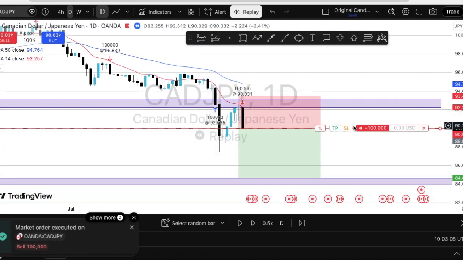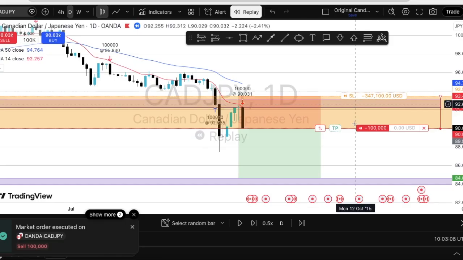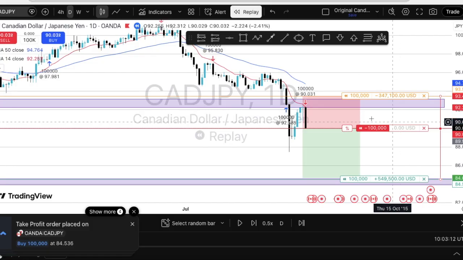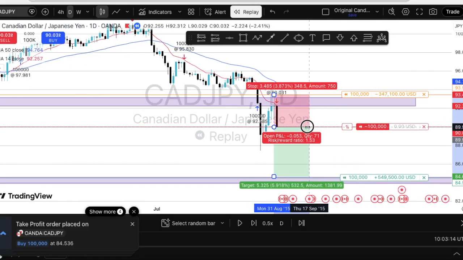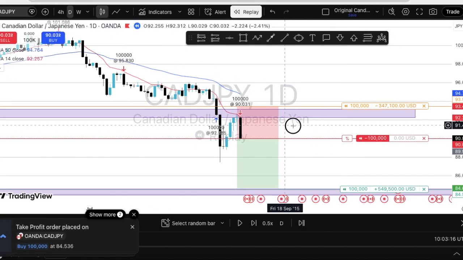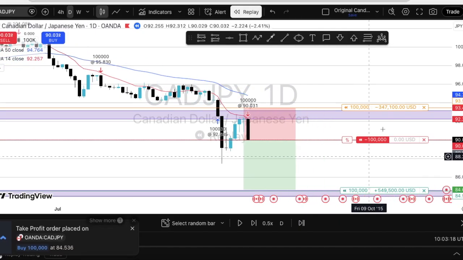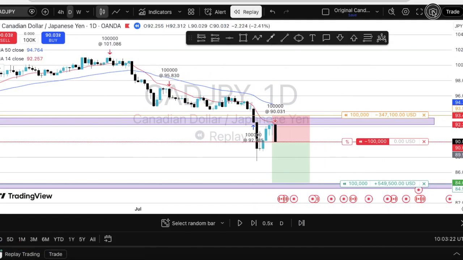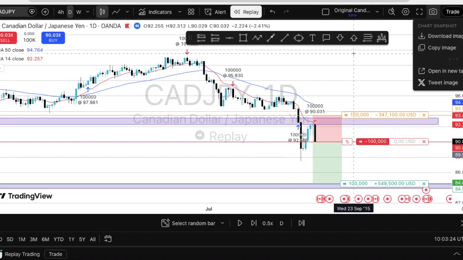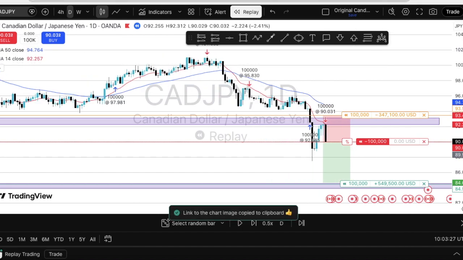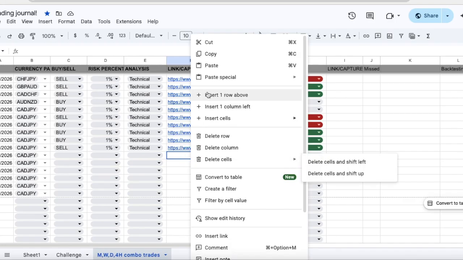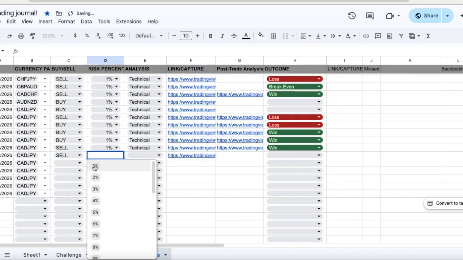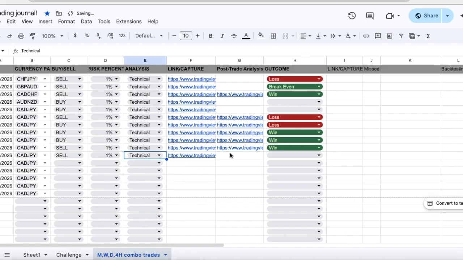We are going to sell. Stop loss right above there for 1%, guys. When we are backtesting, we don't usually use 1%, but when we are trading, it's always a fixed amount. I don't care about this amount for now, but I know that in real life we do 1%. That's just kind of what I think. Let's record this trade. It's another sell. It's another 1%. It's technical analysis. Let's go.